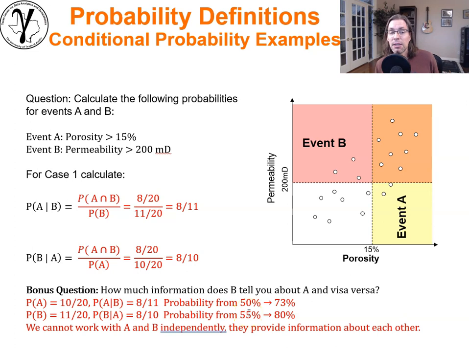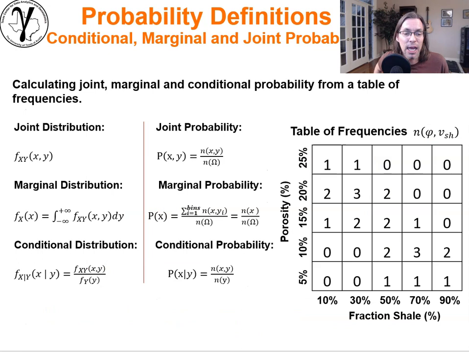So what does it tell us? It tells us that we can't work with A and B independently. They're sharing information. Now we'll get more rigorous defining independence here shortly. Now here's a nice little example right here where we'll talk more formally about the idea of calculating joint, marginal, and conditional probabilities, and we'll do it from a table of frequencies.